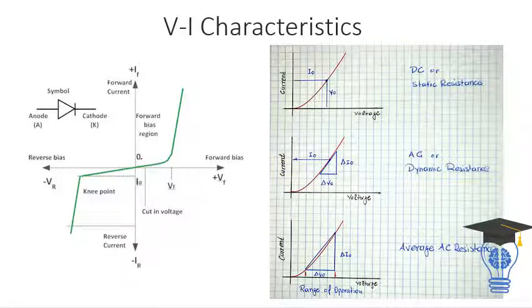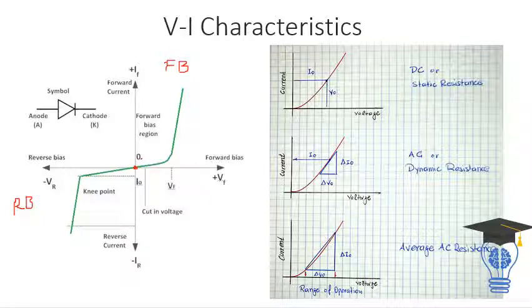The slide shows the VI characteristics of a diode. The first quadrant shows the forward bias region, and the third quadrant shows the reverse bias region. This is the forward bias region and this is the reverse bias region. In the forward bias region, the positive terminal is connected to the anode and the negative terminal is connected to the cathode.